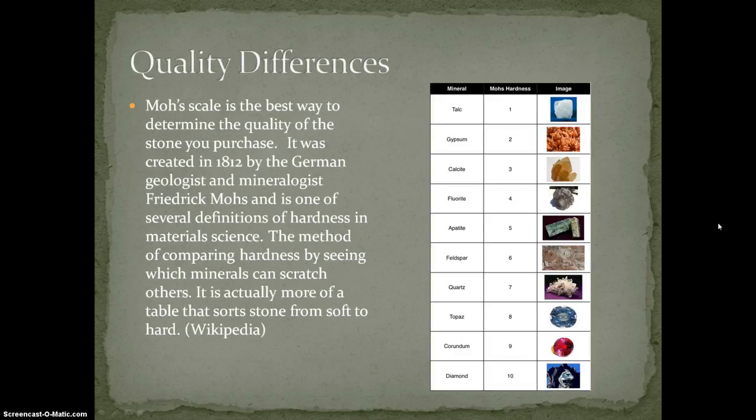Quality differences. The Mohs scale is the best way to determine the quality of the stone you purchase. It was created in 1812 by the German geologist and mineralogist Frederick Mohs and is one of several definitions of hardness in materials science. It is a method of comparing hardness by seeing which materials can scratch others. It's actually more of a table that sorts stone from soft to hard, as you can see here in this picture, with diamond being the hardest and talc the softest.